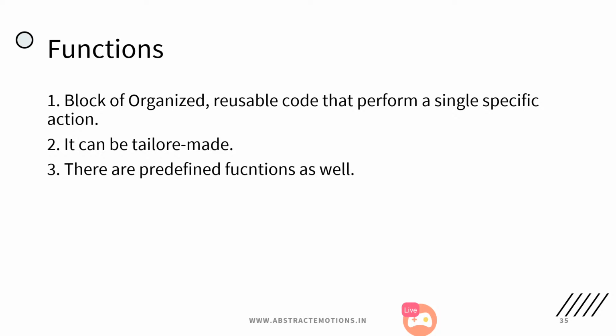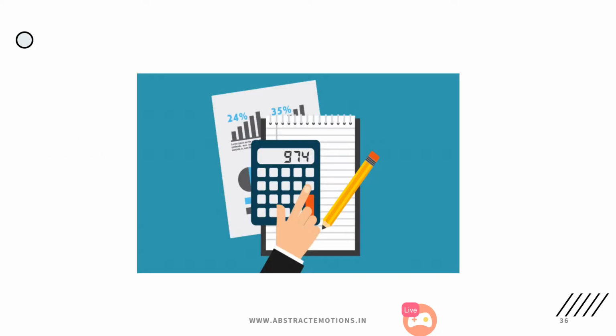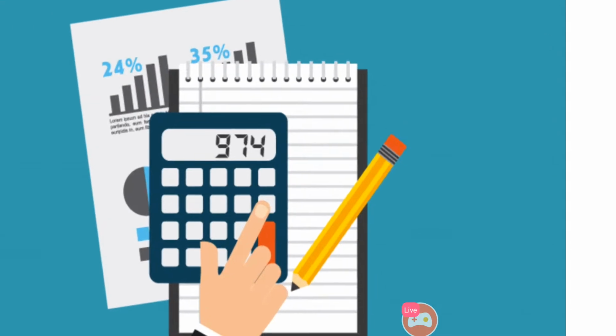There are predefined functions as well. Definitely the compiler would have given you some functions, and it is a block of organized reusable code that performs a single specific action. Okay. So it's reusable code. You can reuse it as many times as possible. Okay, and so this is an example of a function.